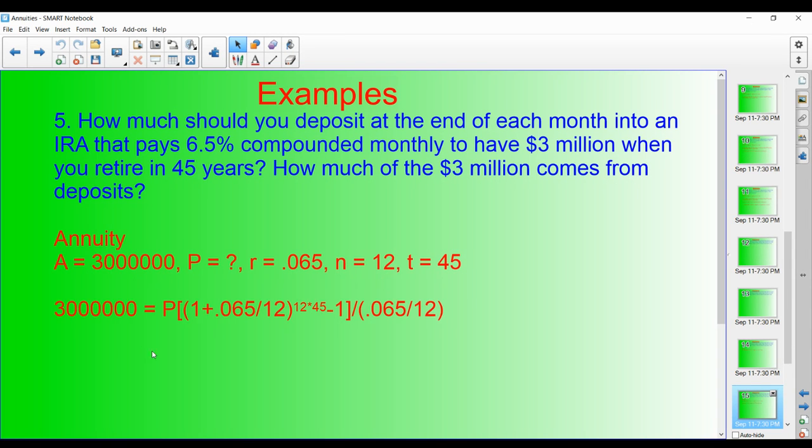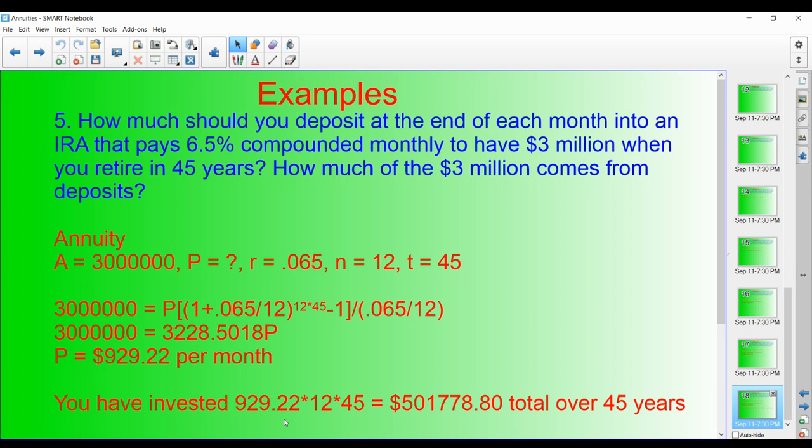In this case, I'm going to set up my equation, but I don't know P. I know A this time. I evaluate this, and we remember to round to 4 decimal places. We then divide both sides by 3,228 and get $929 per month. If I need to figure out how much I need to put in per month, that's $929. If I want to figure out how much I've paid over the lifetime, I've paid $929 12 times per year for 45 years. So I've paid $501,000 over the course of 45 years.